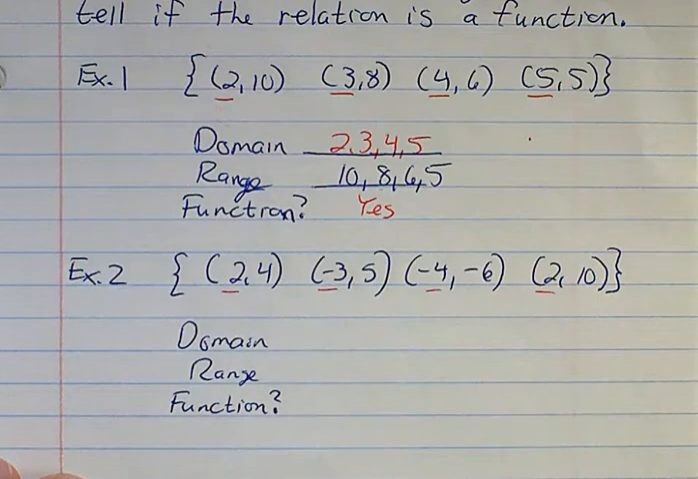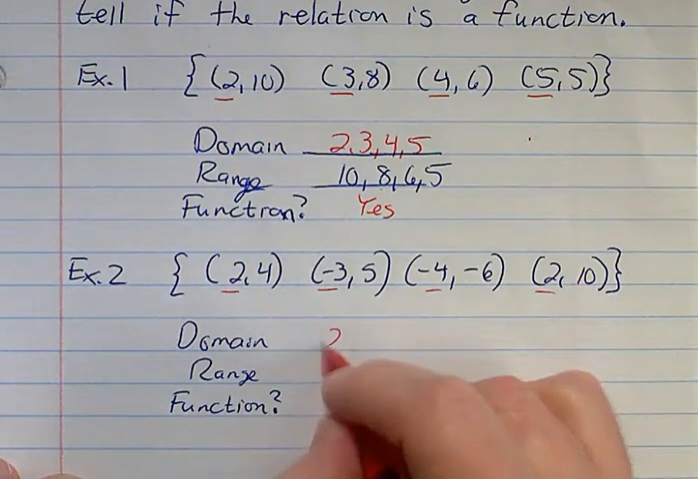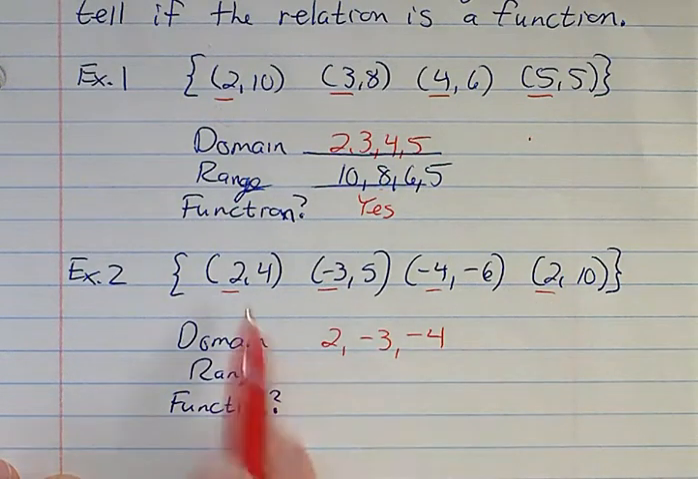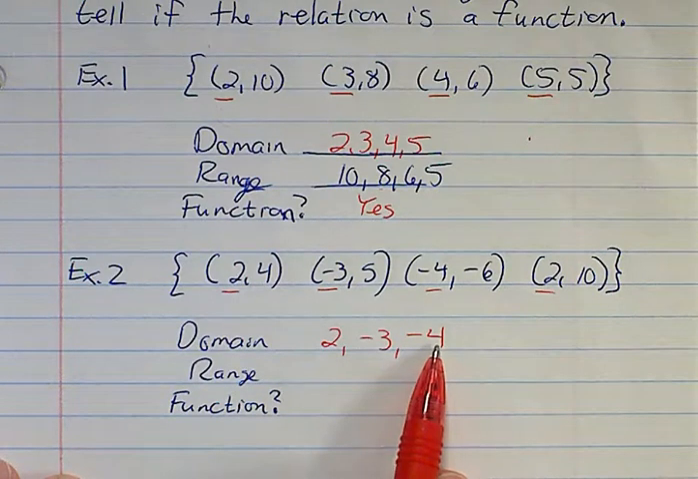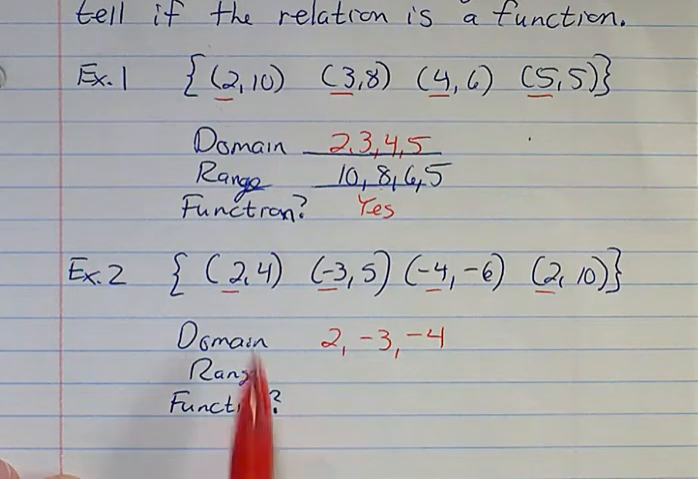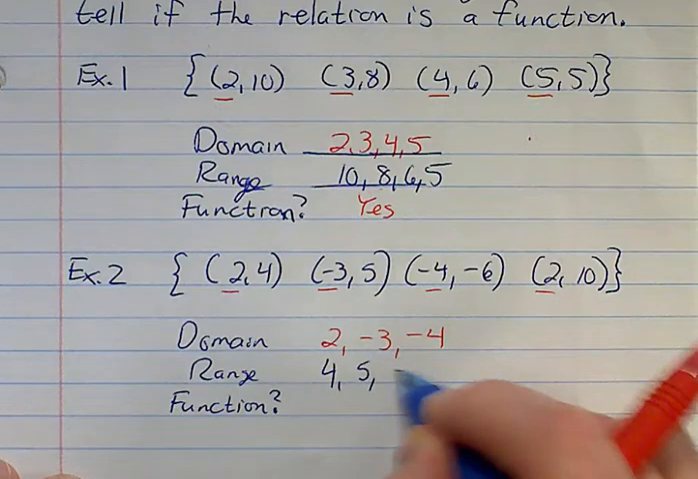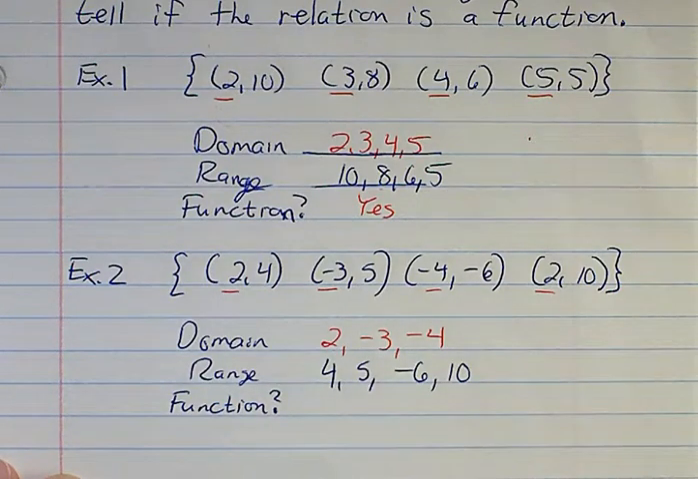Okay, and for your domain, that's just your x values. So we've got 2, -3, -4. And if the number happens to repeat like this one, we had the 2 that was here and here, if you've already got it in the list once, you don't have to rewrite it. So you can say it's 2, -3, and -4. All right, range, that's your y values. That's 4, 5, -6, and 10. All right, and because the 2 repeats here and here, it's not a function.